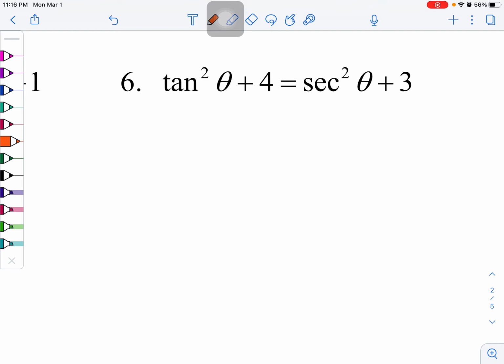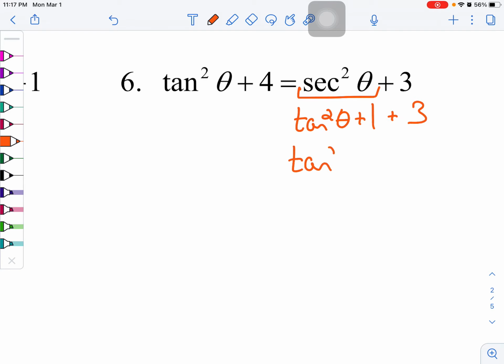All right, one more question here for this set. Let's see, tangent squared theta plus 4 is equal to secant squared theta plus 3. You could change either side. In this case, I'm actually going to change the right side to become the left side. So secant squared theta, I can replace this with tangent squared theta plus 1. And then there's that plus 3. Well, that's going to become tangent squared theta plus 4, which is exactly what the left side of the problem looked like. Now, you could change the left side into the right side.